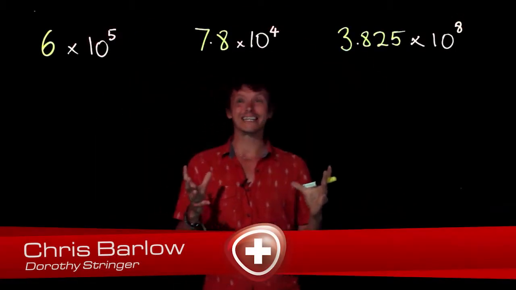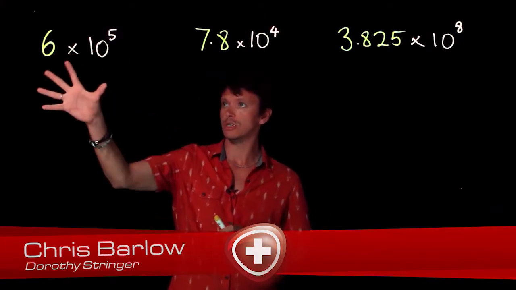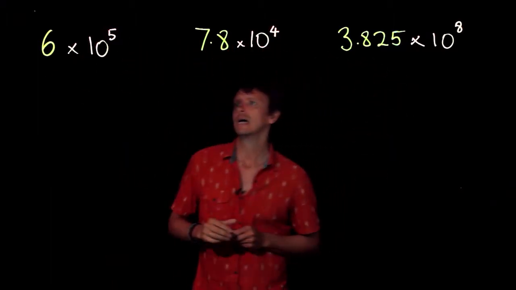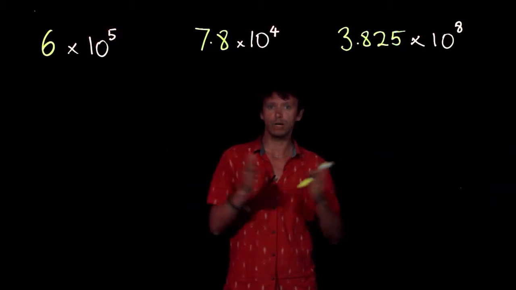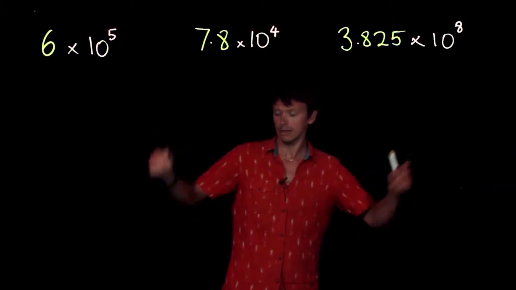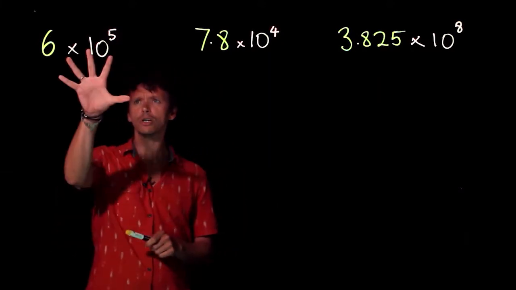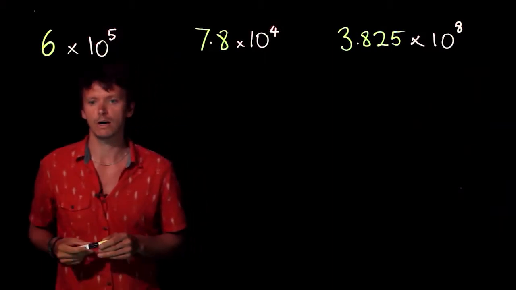So another thing you're going to need to know is if you are given a number in standard form or scientific notation, such as these here on the screen, how would you turn that back into a decimal number, back into a number in its written out longhand, if you like? Let's have a look at this one. 6 times by 10 to the 5.